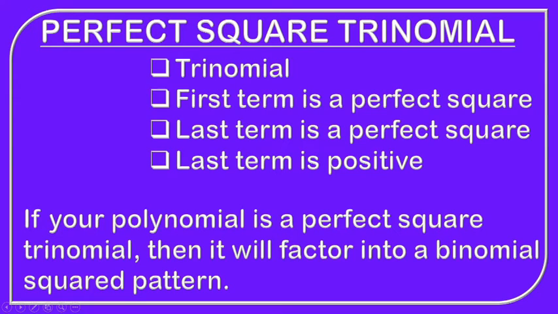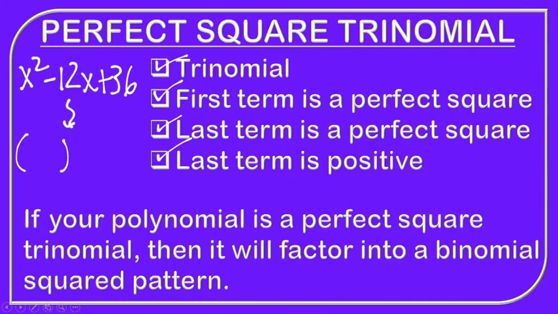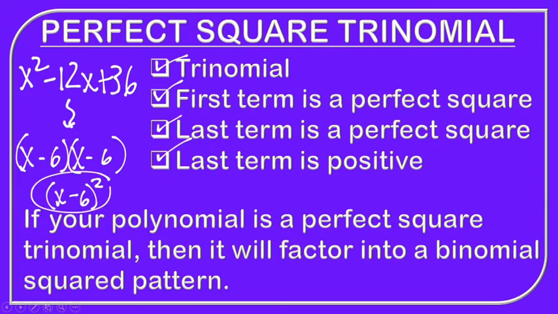So an example of that would be x squared minus 12x plus 36. It's a trinomial. Our first term has an a value of 1. That's 1 times 1. Our last term is a perfect square. 6 times 6 is 36. And our last term is positive. So we know that both of our binomial factors will be exactly the same. So we will write our final answer as a binomial squared.